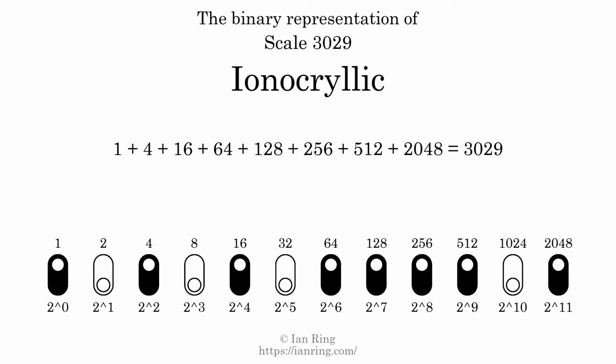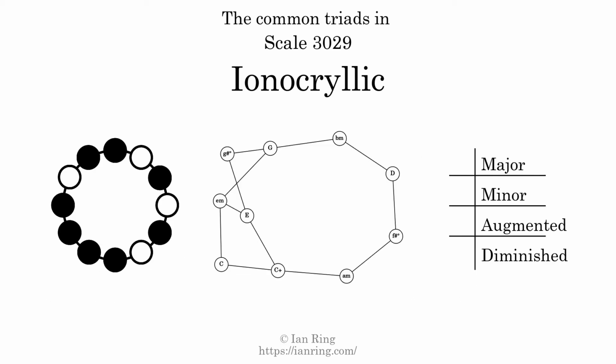The scale number not only enumerates the scale with a unique index, but it also literally describes the tonal content of the scale. Represented as a binary number in base 2, the scale number is 101110101001. Here are the common triads present in this scale.